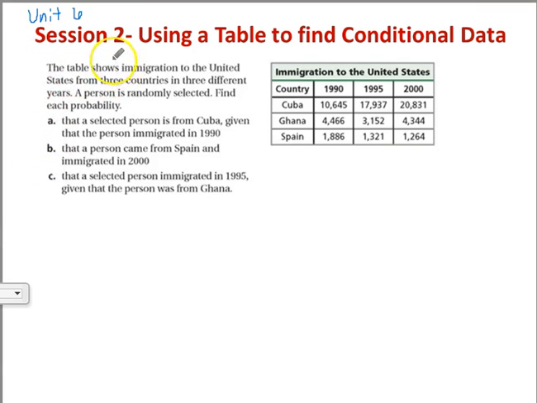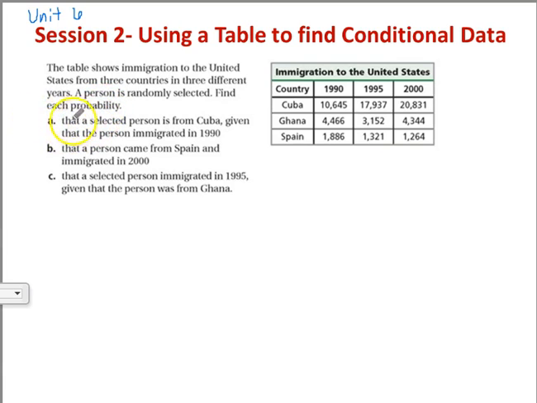So here we've got a table showing immigration to the United States from 3 different countries in 3 different years. So immigration, people coming to the United States, we're keeping track of where they're coming from and keeping track for the year 1990, 1995, and the year 2000. And we want to find each probability.